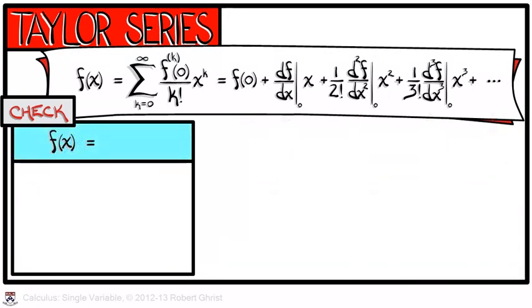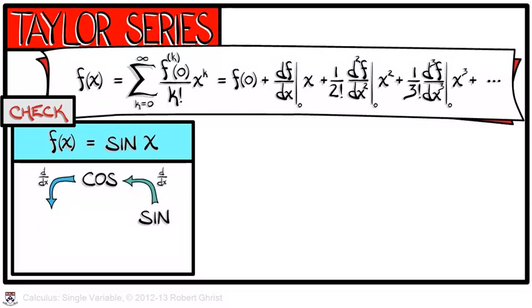Let's continue. Let's look at another function for which we know a series expression, that of sine of x. Recall how the derivative of sine goes. That gives you cosine. The derivative of cosine is minus sine. The derivative of minus sine is minus cosine, and then the derivative of minus cosine is sine.